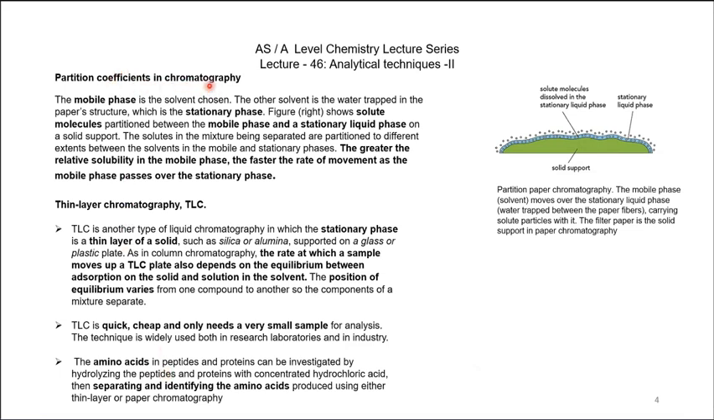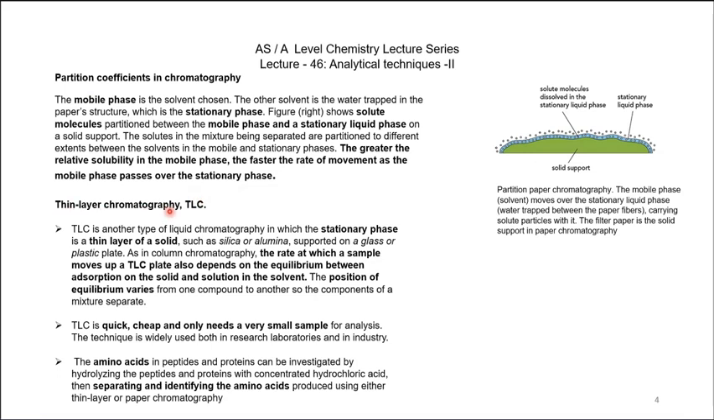Now, partition coefficient chromatography, what is this? The mobile phase is the solvent chosen. The other solvent is the water trapped in the paper structure, which is the stationary phase. That's what we show here. You see that the solute molecules dissolve in the stationary liquid phase. This is the liquid phase. The stationary liquid is this one, on a solid support, in partition paper chromatography. The mobile phase solvent moves over the stationary liquid phase, water trapped between the paper fibers. Okay, this is what we need for partition coefficients in chromatography.